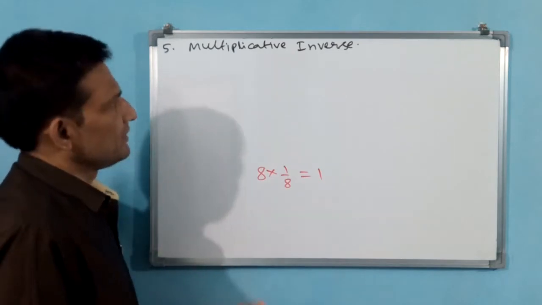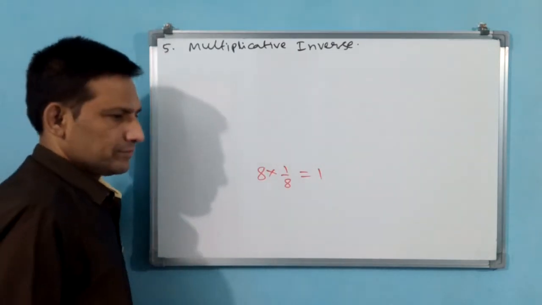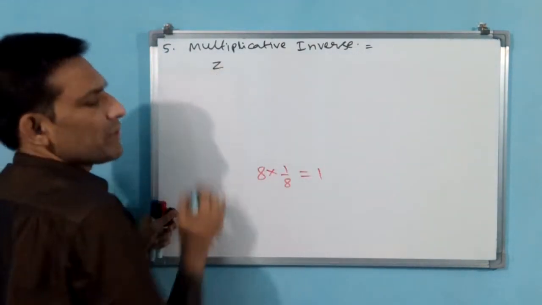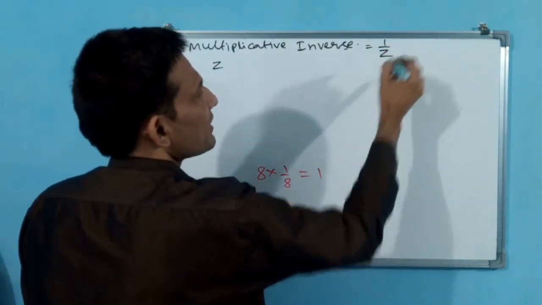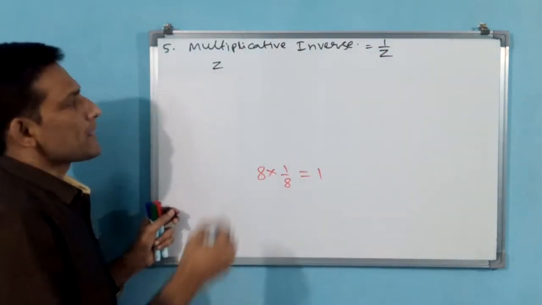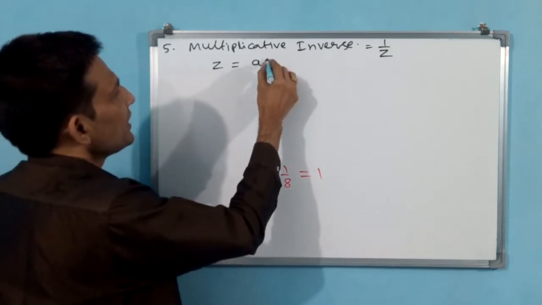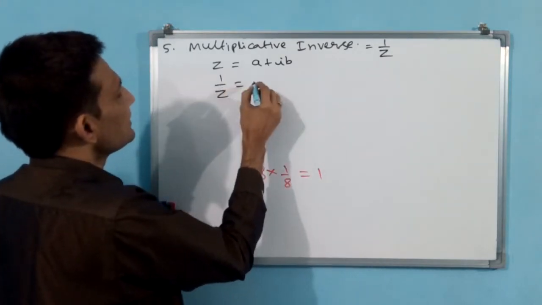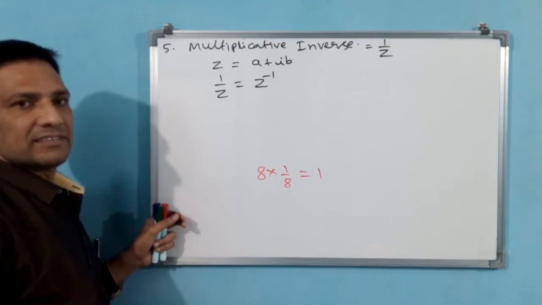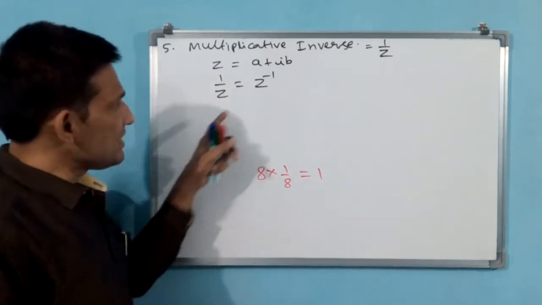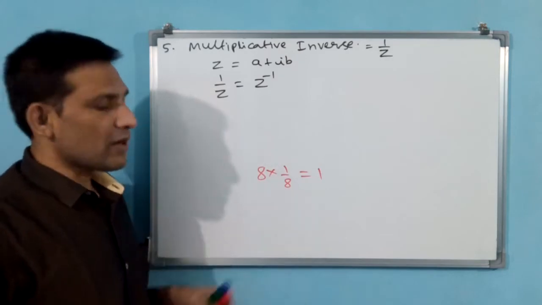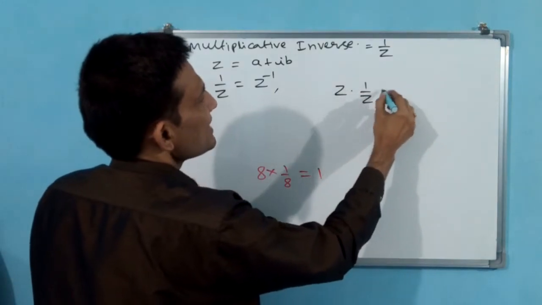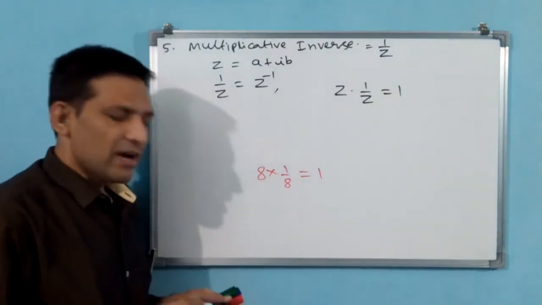See here, multiplicative inverse. I am putting C. If z is a complex number, 1 by z is the multiplicative inverse. Say z is equal to a plus ib. Then 1 by z is z inverse. You write z inverse or 1 by z. Finally, for calculation purposes, 1 by z you have to write. Now what can you write? z into 1 by z is equal to 1. That will be the multiplicative identity.